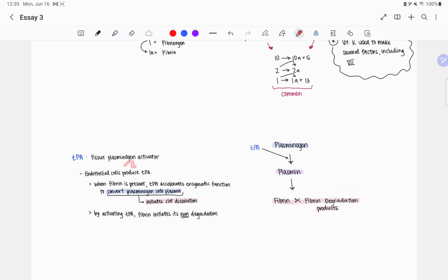So again, here's kind of a word chart. This might make a little more sense, but the endothelial cells produce this TPA, tissue plasminogen activator. When fibrin is present, TPA accelerates enzymatic function to convert plasminogen to plasmin, which then initiates clot dissolution. So it initiates the clot to break up. By activating TPA, fibrin initiates its own degradation.